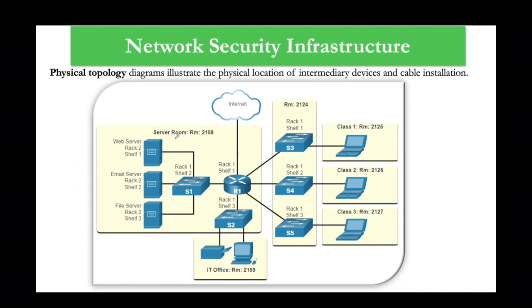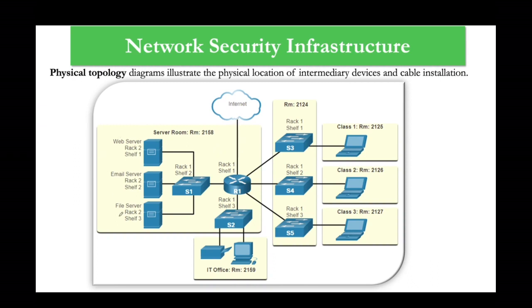In the server room, which is at room location 2158, there are various servers, like the web server, email server, and file server. They are physically located in the server room, in cell 1 rack 2, in cell 2 rack 2. The email server is in cell 3 rack 2 5. The file server is there too, and they are connected with the internal switch, switch 1, and switch 1 is connected to router 1, and router 1 is connected to the internet.